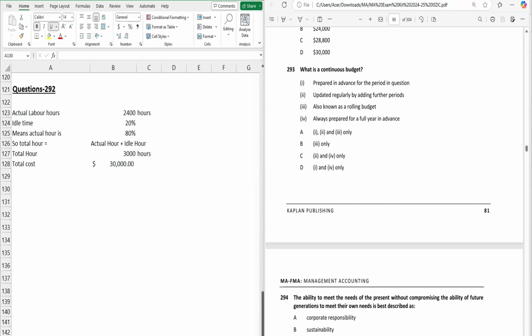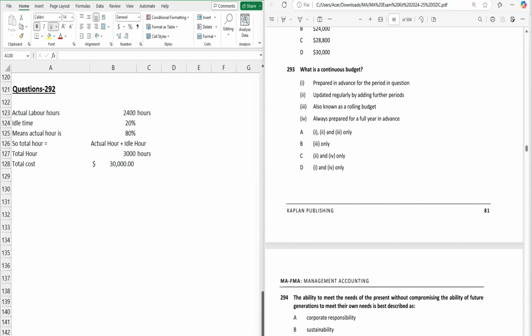Yes. And the third one is also known as rolling budget. Obviously it is another name for the continuous budget. So that's why options 1, 2 and 3 are correct. By looking at the options, B and C are already out, and D is also out. We got our answer, right?